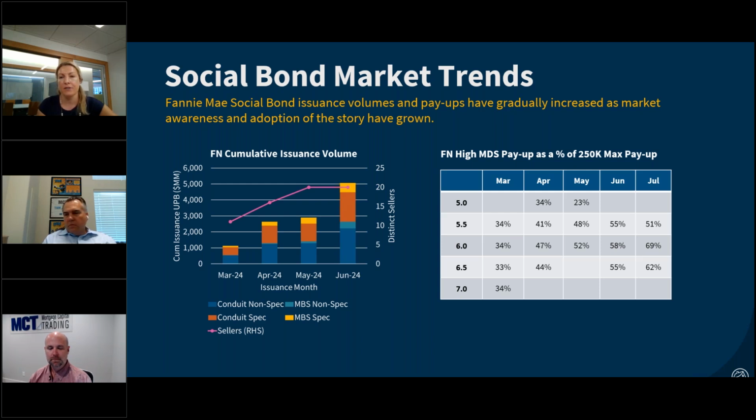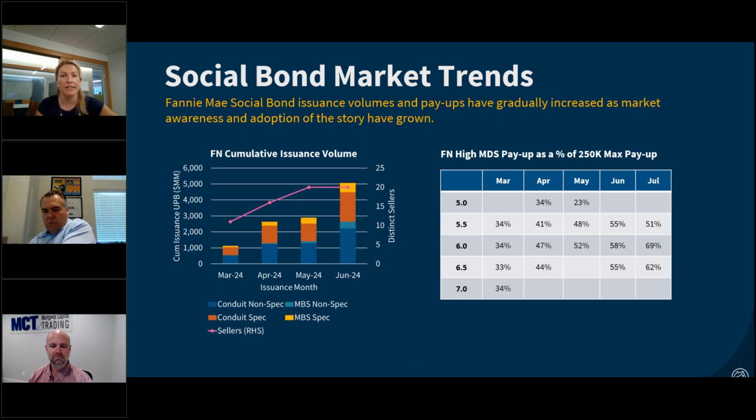And one way to think about this is with the table on the right-hand side here. And that shows the payups that we've been receiving at our monthly auctions for the high MDS story as a percent of the payups that we've been receiving on the 250K loan balance story, which, as you know, is a much more established story in the market. So you can basically see that at the start, in March when we first started auctioning it, the payup percentage was about 33% of the 250K story, and now it's over 60% in some coupons, and that appreciation has occurred in the span of 5 months, right?